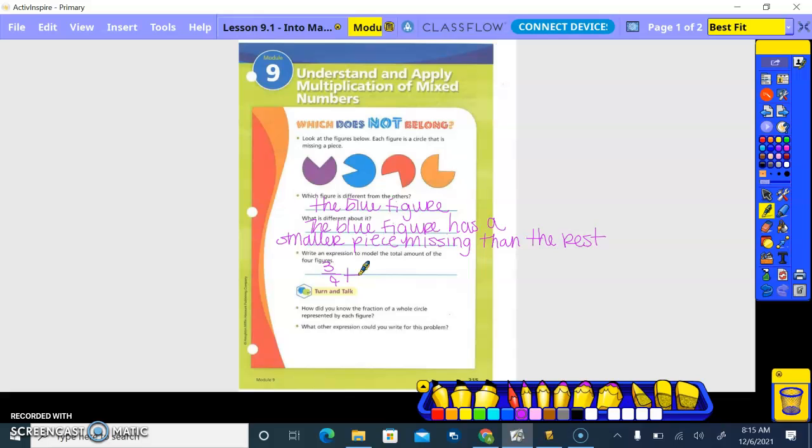7/8, plus what would this one be? 3/4. And what would this one be? 3/4. Okay. And then if we were actually going to add all those together, we'd have to get a common denominator. Now we could also, since we have 3 as a 3/4, multiply that times 3, get that answer and then add 7/8.